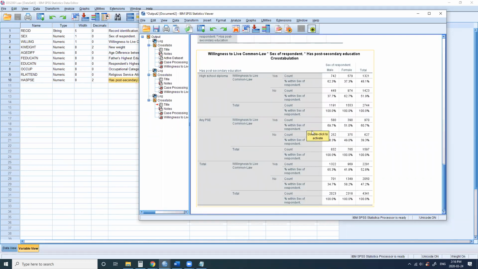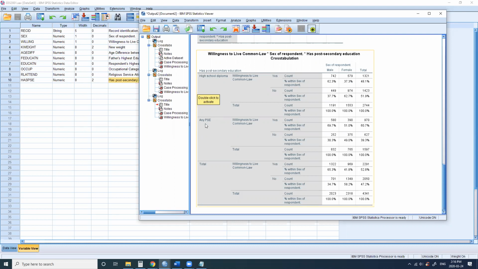However, we see that once we control for the presence of any post-secondary education, the relationship changes again. So amongst those with a high school diploma only, so no post-secondary at all, we see that 62.3% of men are willing to live common law versus 37.3% of women. That gap is 25 percentage points.